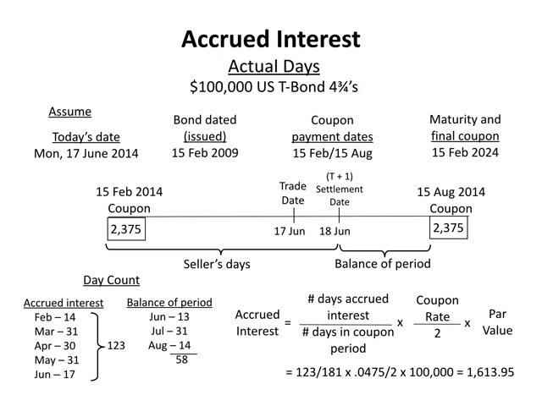123 days of accrued interest divided by the 181 days in the coupon period, times the annual coupon rate of 0.0475 divided by 2 to reflect the fact that we're accruing interest on one of the semi-annual coupons, and then multiplied by the 100,000 par value, all of which leads to accrued interest in this example of $1,613.95.